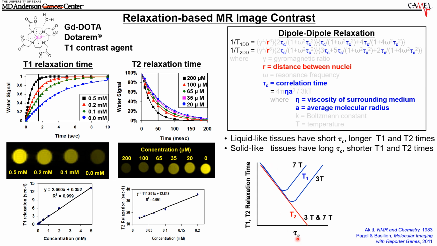At very short correlation times or very long correlation times, there's a sweet spot where the correlation time is a certain timing so that T1 is actually the lowest. And 3T has a different sweet spot where the correlation time would dictate the shortest T1 time. And so because of that, you will get different contrast at 3T clinical field versus 7T small animal magnetic field strength.